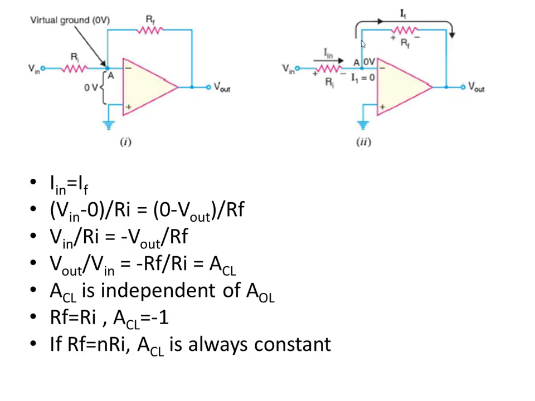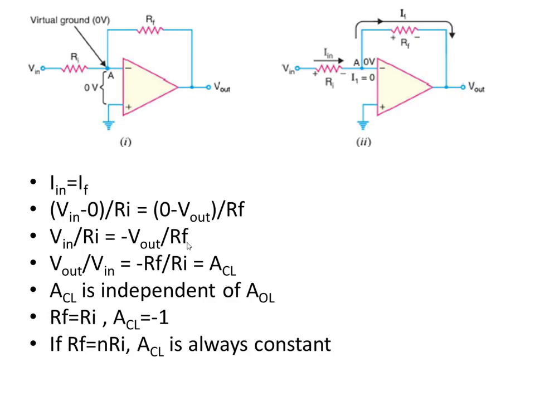So I input is equal to Vin minus 0 divided by Ri, which is equal to the feedback current. Feedback current is the current flowing through RF. The left terminal of RF is connected to 0 volt and the right terminal is connected to Vout. So it is 0 minus Vout divided by RF. So Vin minus 0, that is Vin by Ri, is equal to minus Vout by RF.